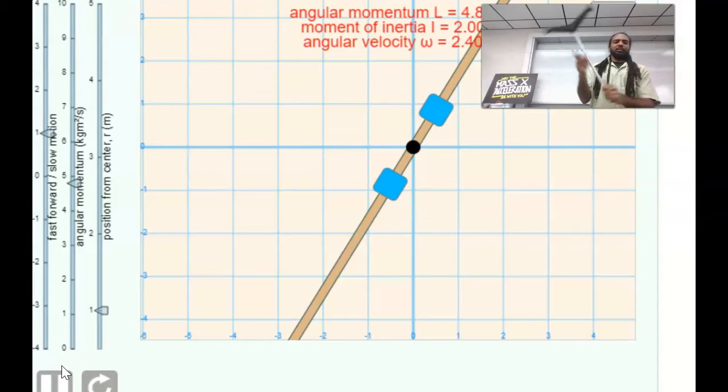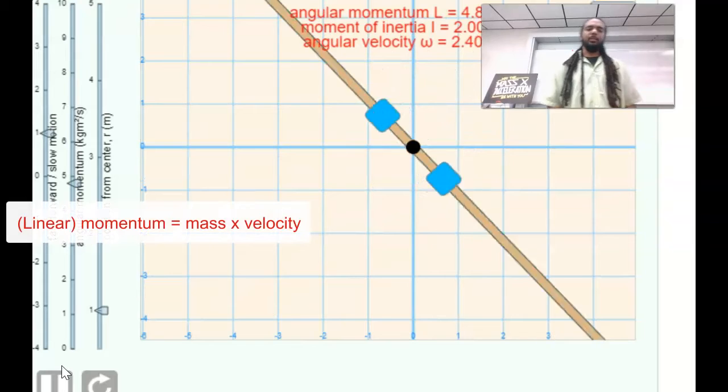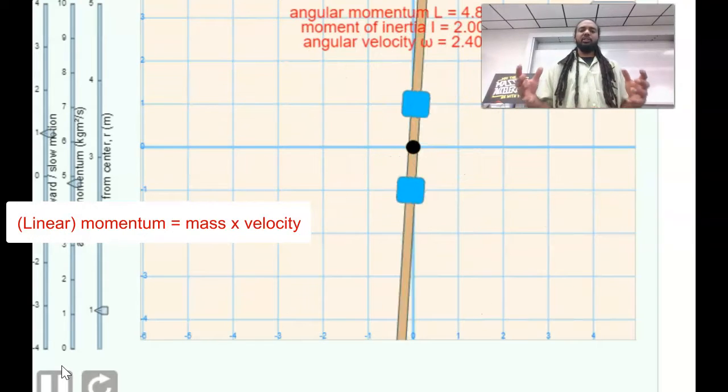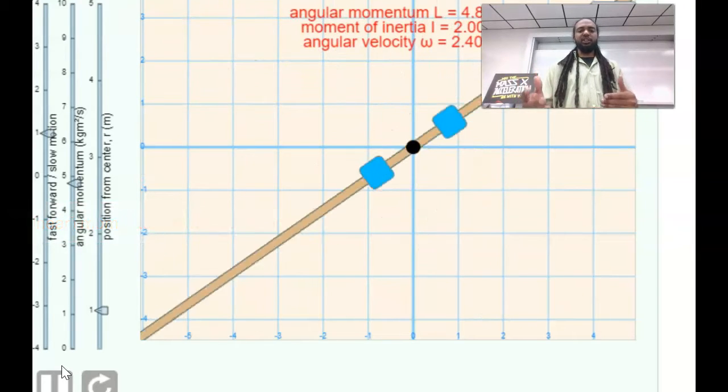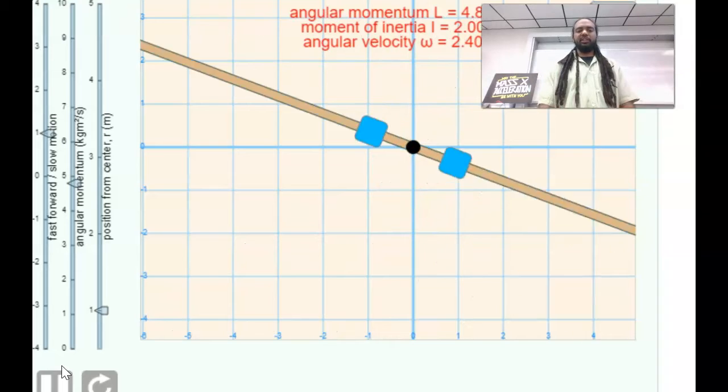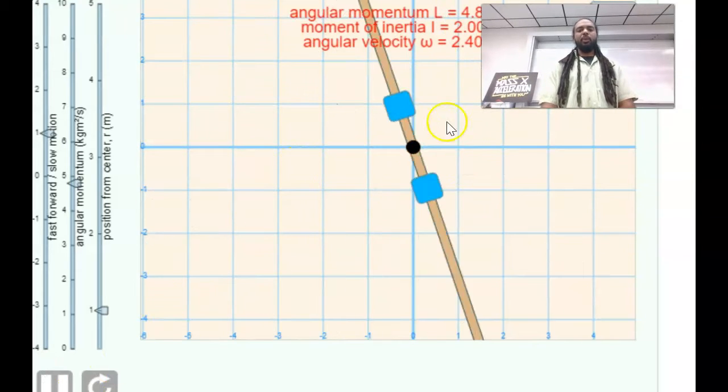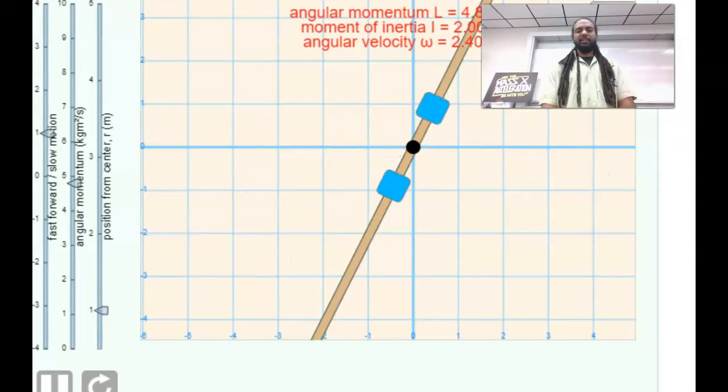More resistance to rotation. Now, momentum is mass times velocity. And so angular momentum is rotational inertia times rotational velocity. Here we have a system where we have a certain amount of angular momentum.